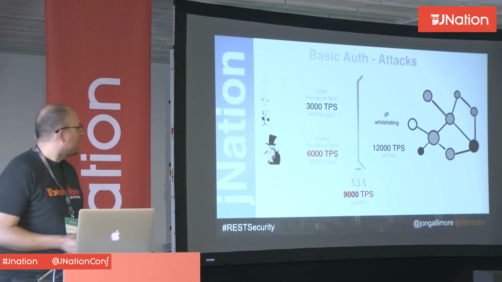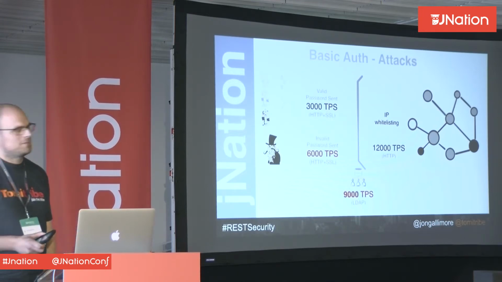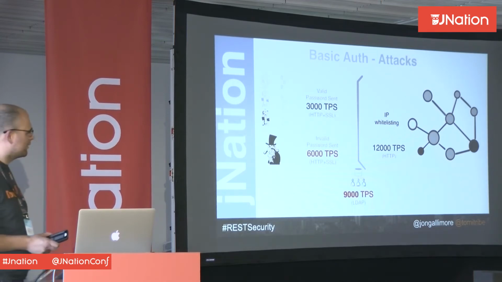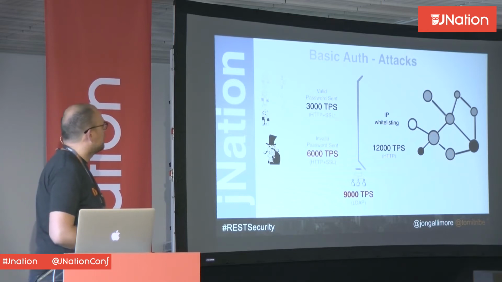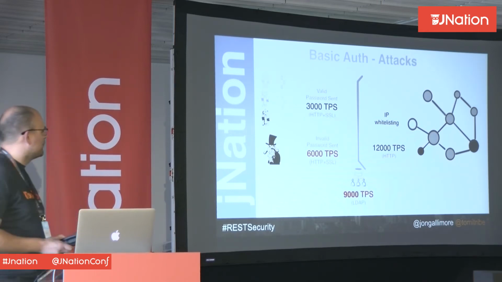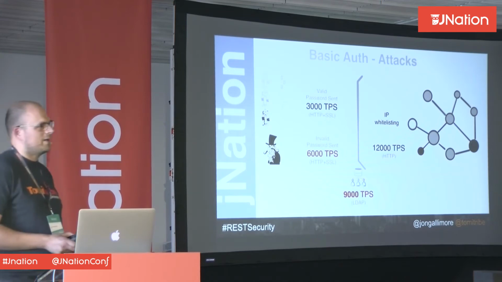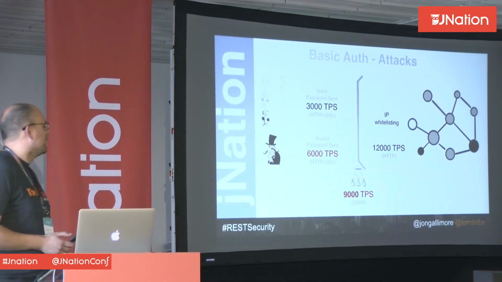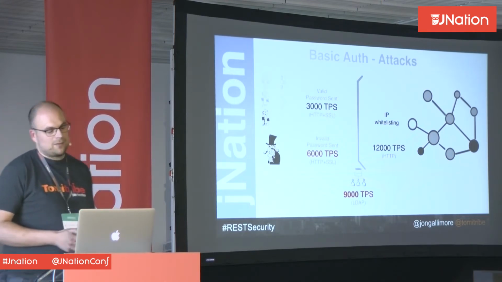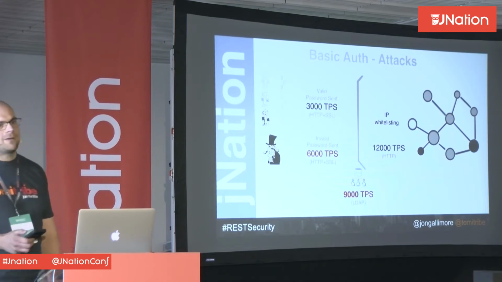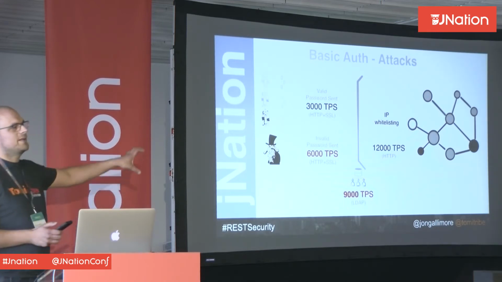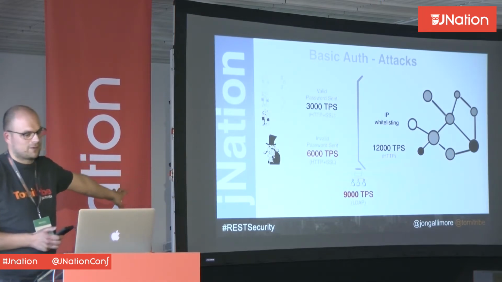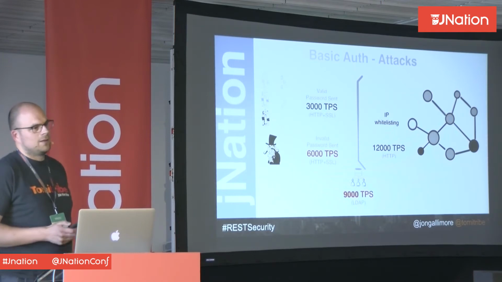So Dr. Doom and his minions are sending a very large number of malicious requests through our system. We've got the 3,000 TPS that are valid requests from our 1,000 users, and we've got 6,000 TPS of bad traffic. So we've now got 9,000 TPS going through our LDAP server. Effectively, there's a possibility that our LDAP system is being DDoSed by these malicious requests.